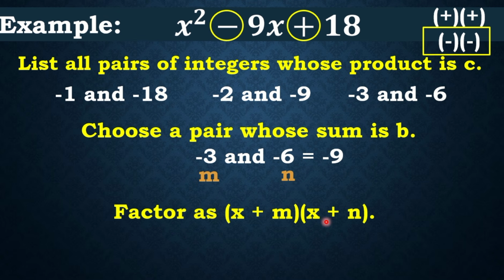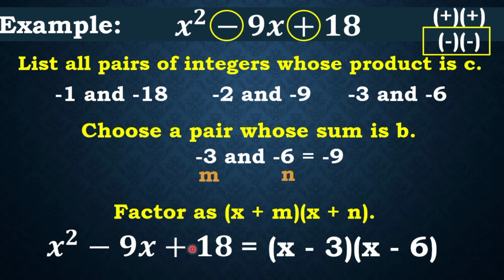Now, sundan lang natin yung pattern. This will serve as your guide. So, therefore, the factored form is x minus 3 and x minus 6. Okay. Ang question dito, bakit siya minus? This is plus. Okay? So, bakit? Kasi, kahit na gawin mo yung x plus negative 3 at x plus negative 6, since negative siya, magde-negative ka pa rin dito, kaya minus siya.